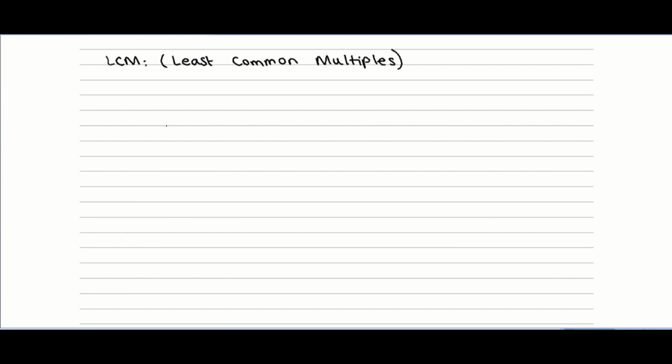Least common multiples are basically the smallest number that will divide by all the numbers in a question. So the smallest number that will divide by all the numbers in question.